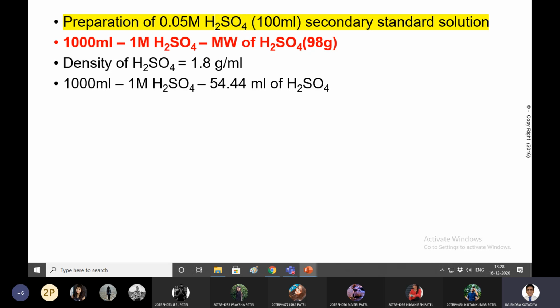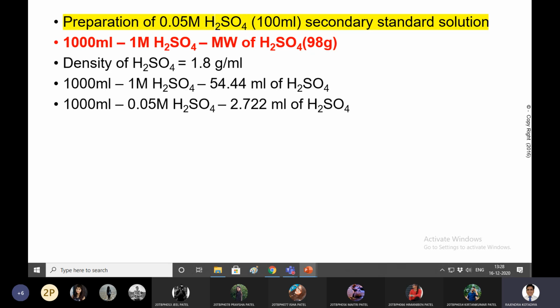Now what will be the next step? It is given for 1 molar. We need to convert it to 0.05 molar. For 0.05 molar, how will you convert it? By the formula of molarity. Cross multiply. Yes, that is the only way. You need to cross multiply it.